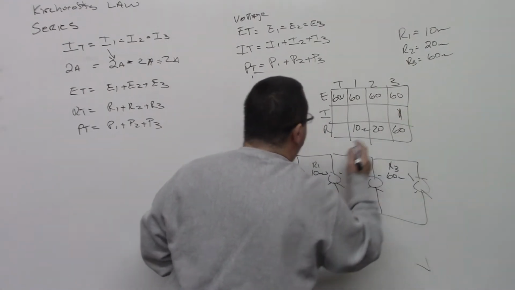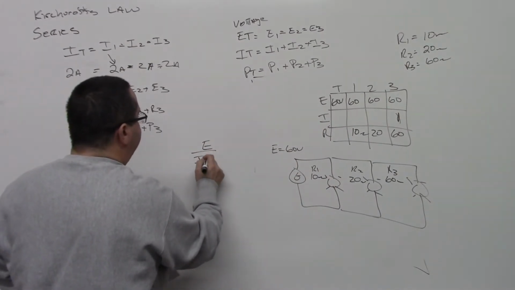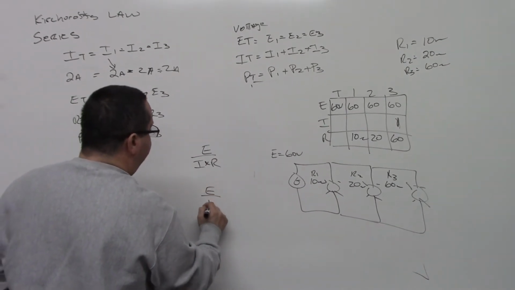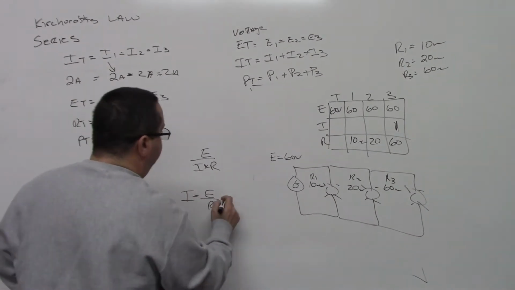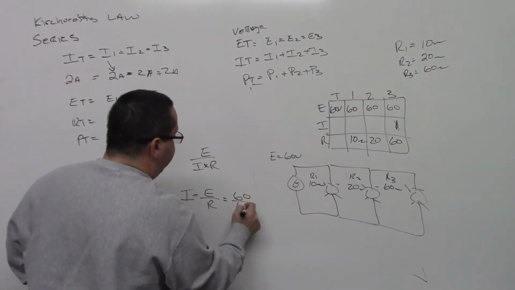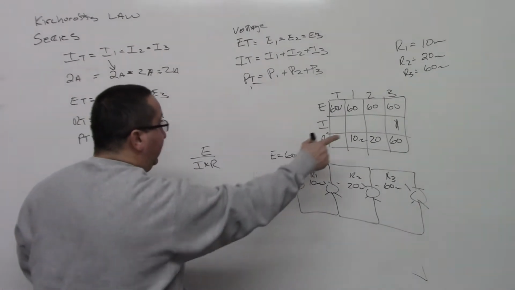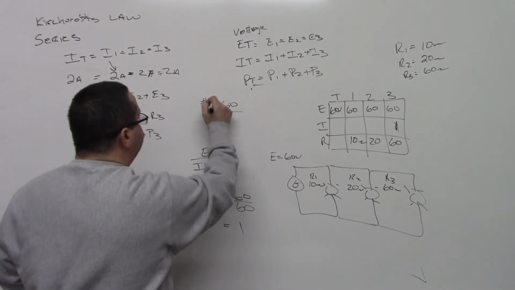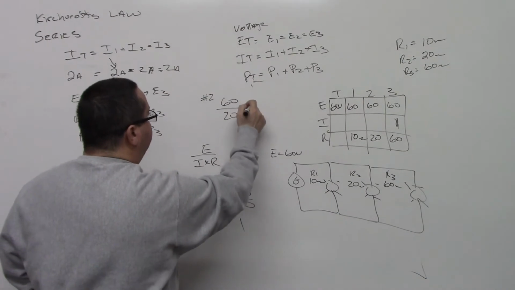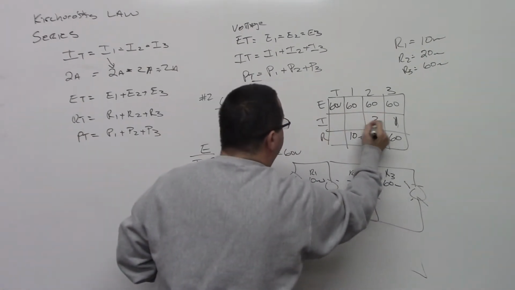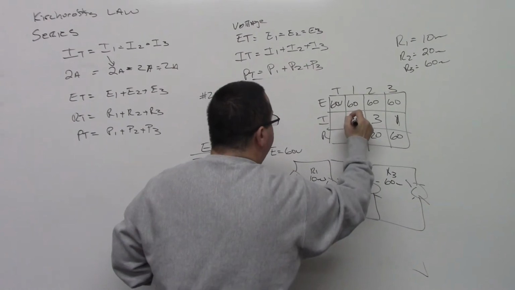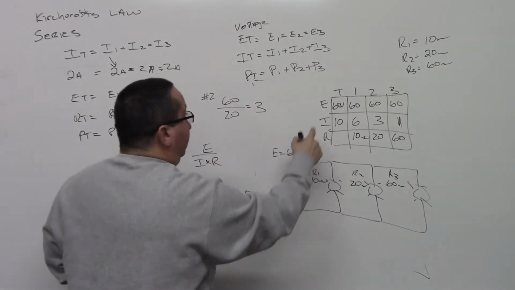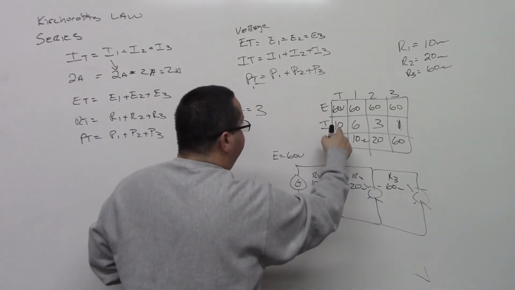We know this is 1. How do I get it? E equals I times R. We're going to cover I, and it's E divided by R. I equals E divided by R. So 60 divided by 60 equals 1. Next one, resistor number 2: 60 divided by 20 goes 3 times. So this is 3, and 60 divided by 10 is 6. We add it up, that comes out to 10, right? Based on this voltage, you're going to get this amperage, which is 10 amps.